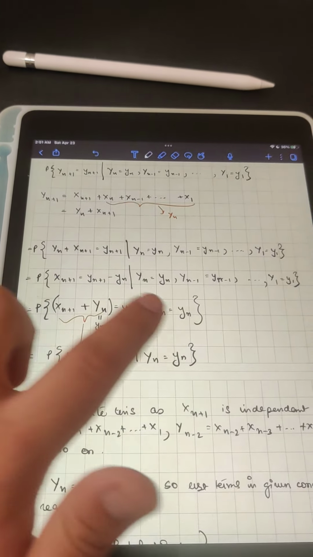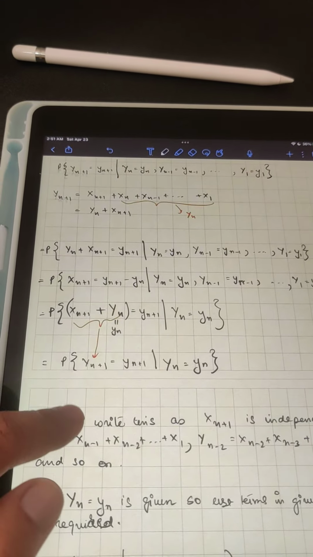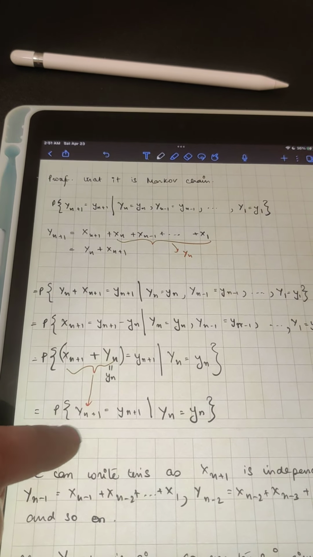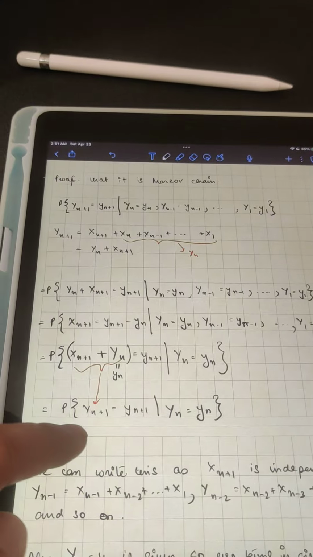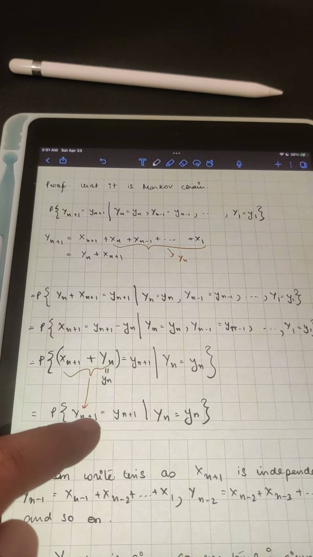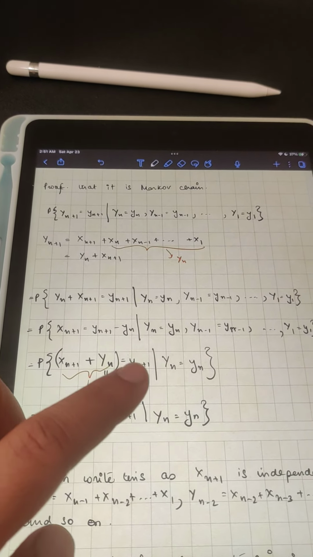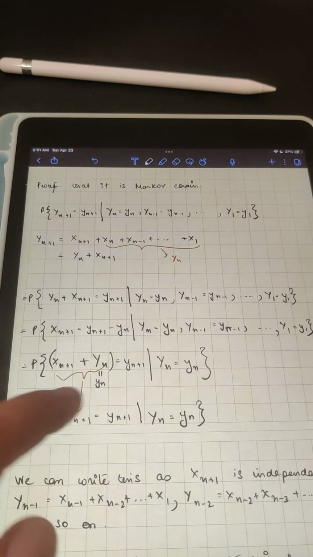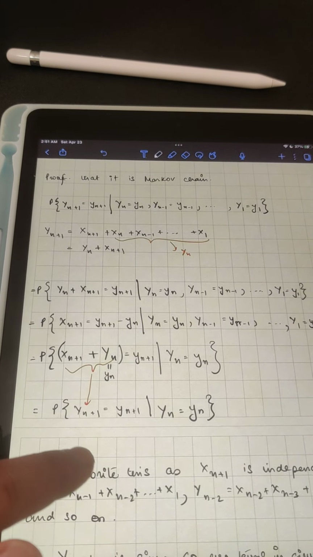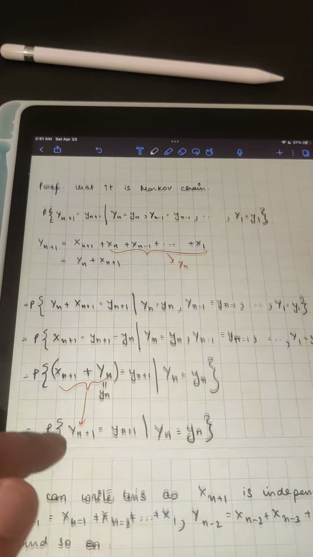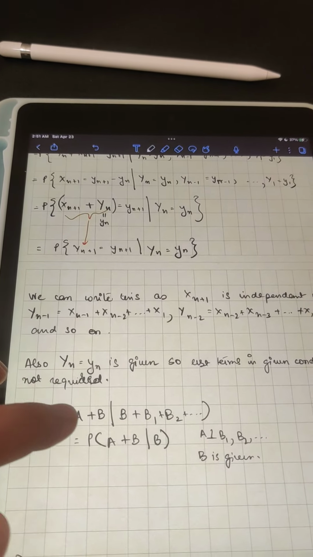So this is the condition for a Markov chain, because as I said, in a Markov chain, every state depends on its previous state only. So Yn+1 given Yn, so it only depends on its previous state, right? So we have proved that it is a Markov chain.